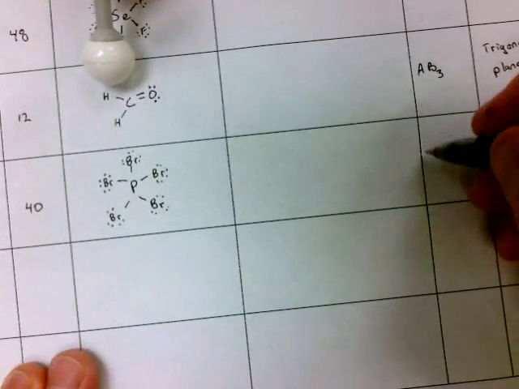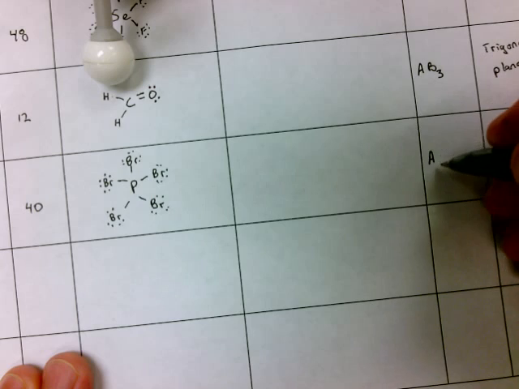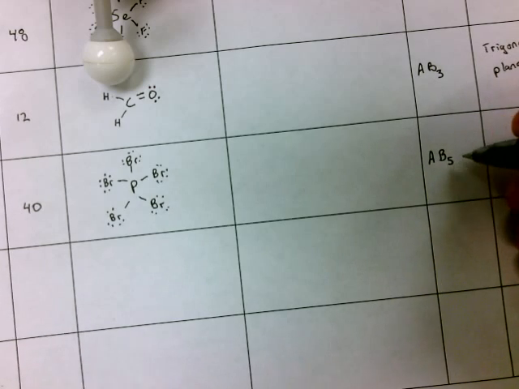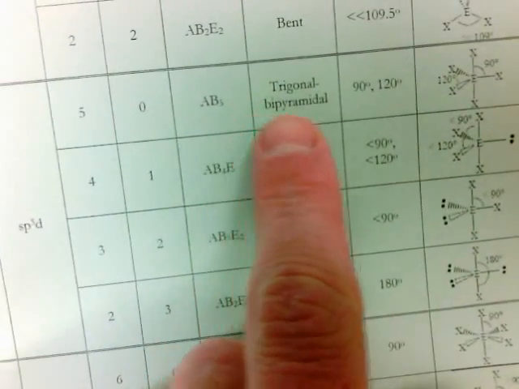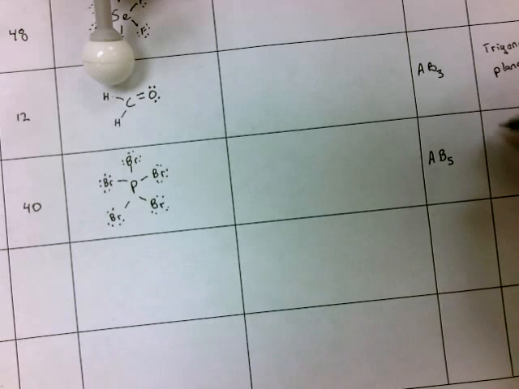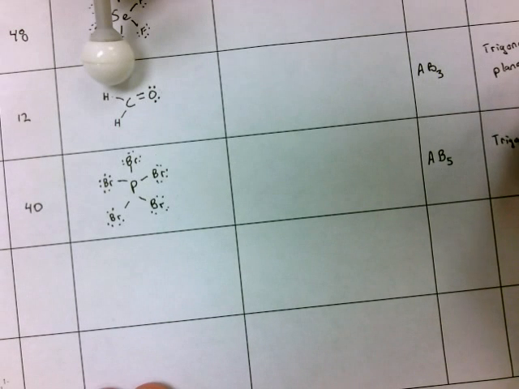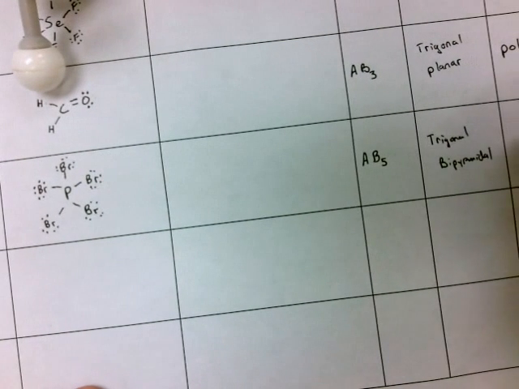As far as A's, B's, and E's go, A, B, 5 single bonds, no lone pairs. AB5 is right here. It's called trigonal bipyramidal. Completely surrounded by the same thing, so there's no distinct sides. It's nonpolar, no doubles or triples, so no resonance.